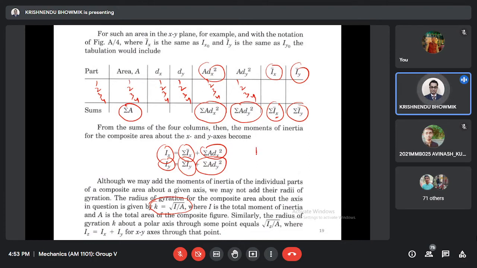K may be kx, ky, or maybe k theta. That is different. But where we will be using this expression, this A will be summation A and this I will be summation I. Square root will be the value of the radius of gyration.